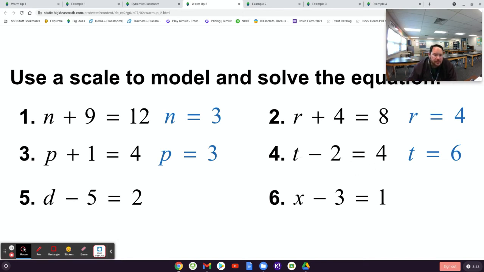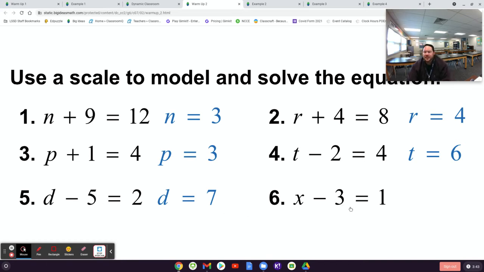It works. Okay, solve number 5. What do you get for number 5? Okay, so hopefully you added 5 to each side, and this 5 will go away here, and you end up with 7 as your answer. D equals 7. Again, you can check it. 7 minus 5 does equal 2.